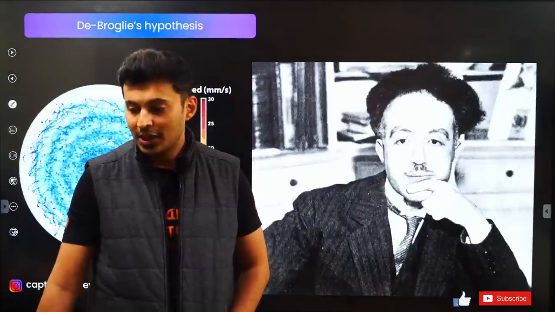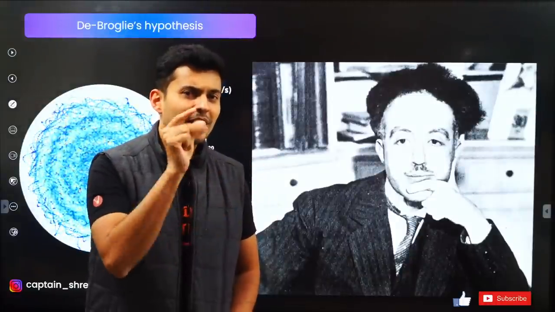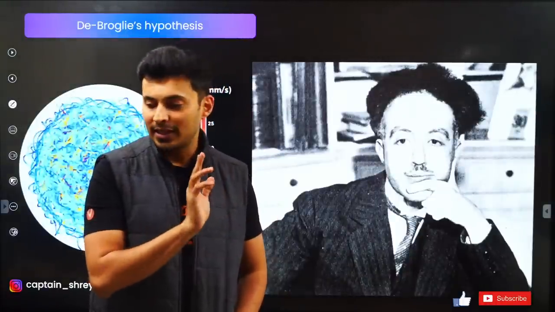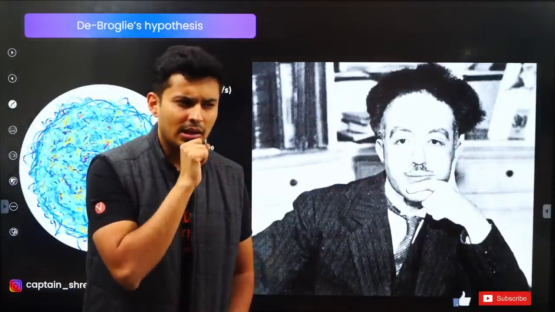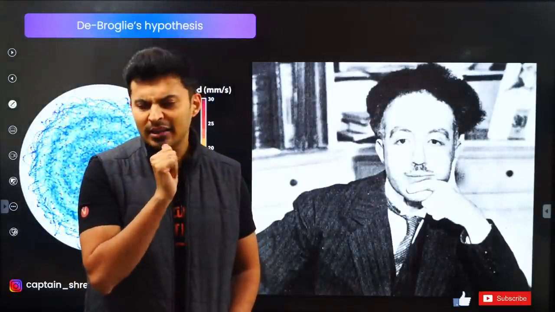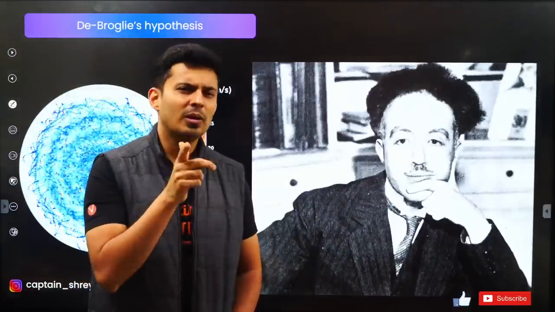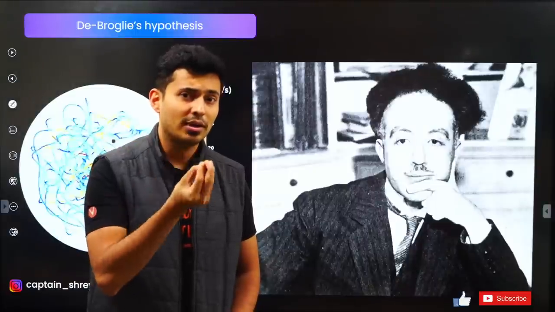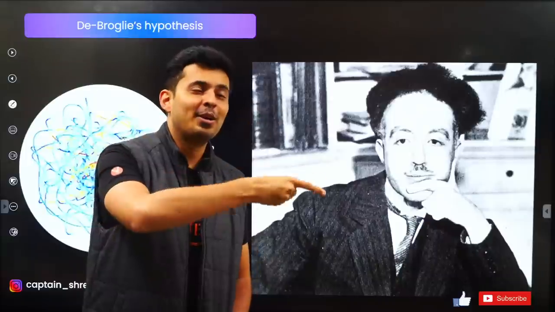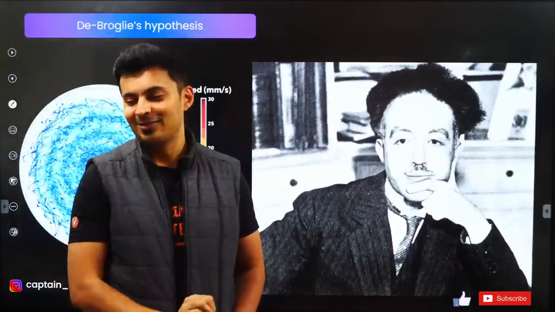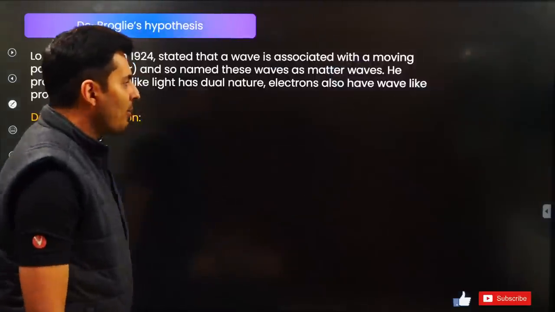So, basically, he thought that even particles can show wave-like behavior, but those waves are not electromagnetic. Are they sound waves? Are they waves on a string? Are they waves on water? Are they light waves? No. What are those waves called? Let's think about it. What are we talking about? Matter. Matter means proton, electron, neutron. All these are particles. Their wave, so matter wave. It's a new kind of wave. Very good, Christo. So he talked about matter waves.